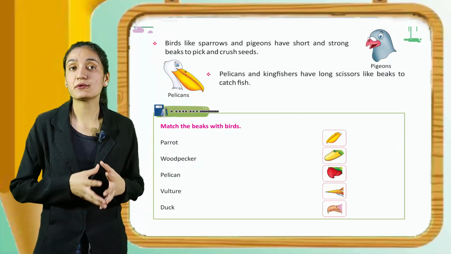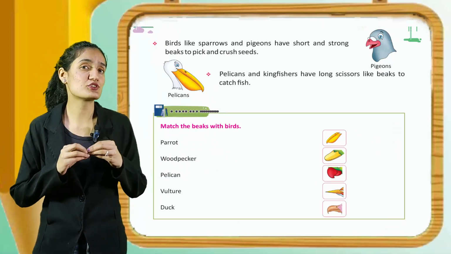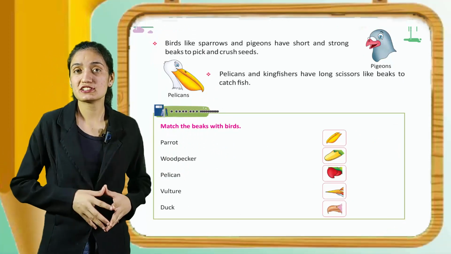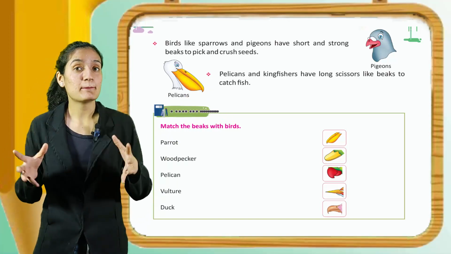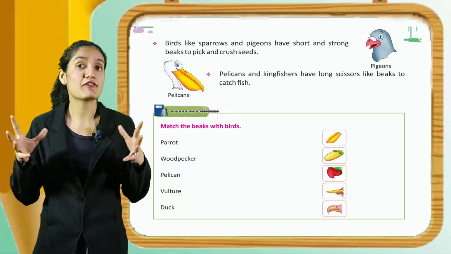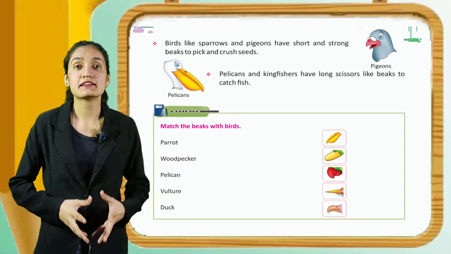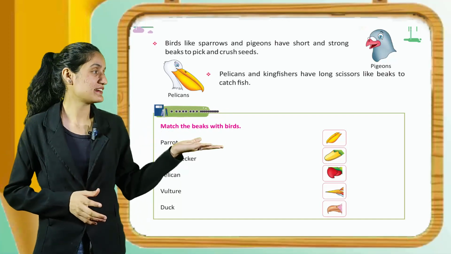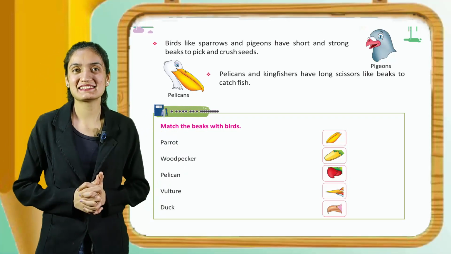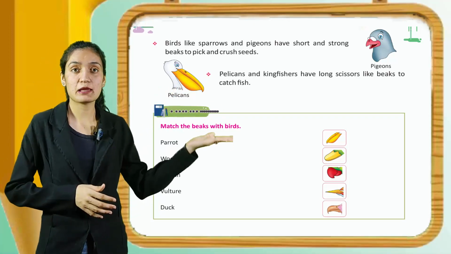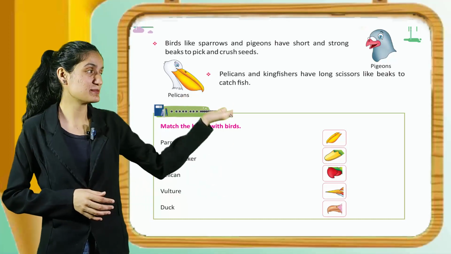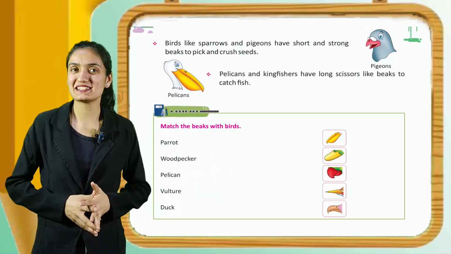Birds like sparrows and pigeons have short and strong beaks to pick and crush seeds. Here, the beak of a pigeon. Pelicans and kingfishers have long scissor-like beaks to catch fish. Here is the beak of a pelican. Now the activity. Match the beaks with birds. Here are the names of birds given and their beaks. You have to match them accordingly.